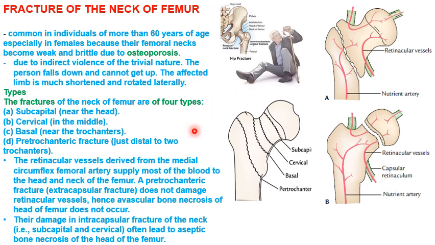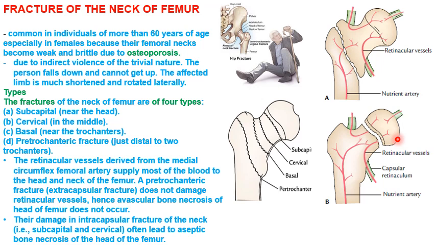So there are 4 types of fracture of the neck: subcapital, cervical in the middle, basal near the trochanters, and pretrochanteric fracture, which is distal to the greater and lesser trochanters. So when there is fracture, the retinacular vessels, which are derived from the lateral and medial circumflex femoral arteries, are hampered. The blood supply to the head of the femur is hampered.